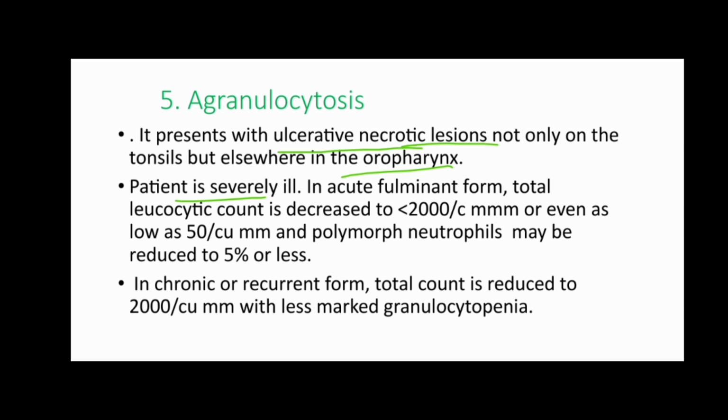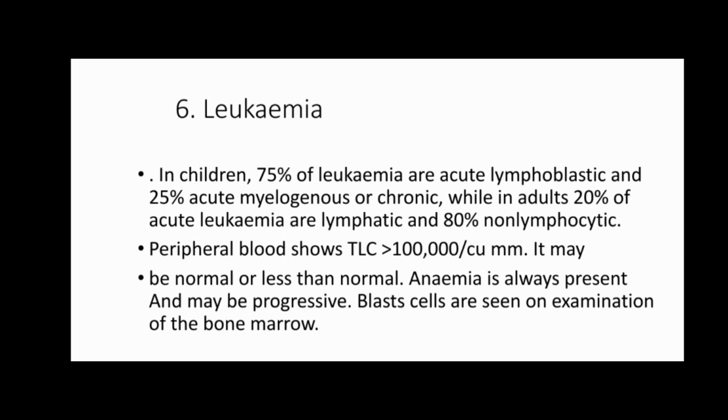Agranulocytosis has two types, acute and chronic. In the acute fulminant form, the total leukocyte count is less than 2000 per cubic millimeter or even less than 50 per cubic millimeter, and polymorphonuclear neutrophils may be reduced up to 5%. In the chronic or recurrent form, the total count is reduced to 200 per cubic millimeter with marked granulocytopenia.